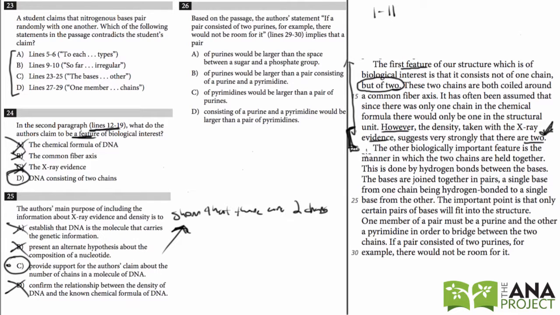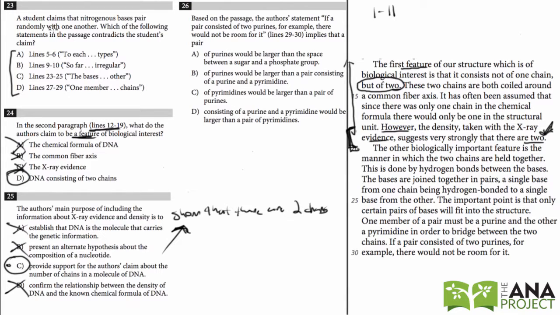The other biologically important feature is the manner in which the two chains are held together. This is done by hydrogen bonds between the bases. The bases are joined together in pairs, a single base from one chain being hydrogen bonded to a single base from the other. The important point is that only certain pairs of bases will fit into the structure. One member of a pair must be a purine and the other a pyrimidine in order to bridge between the two chains. If a pair consisted of two purines, for example, there would not be room for it.